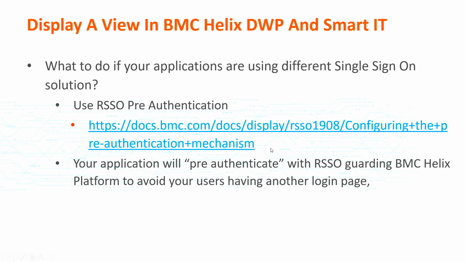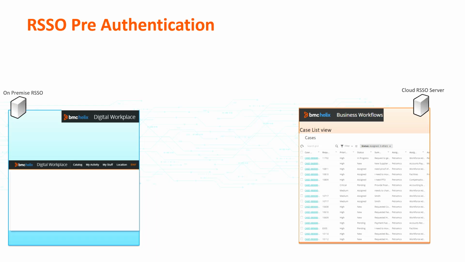And here is the pre-authentication I was talking about earlier. How do you do it when you try to connect two systems that have different single sign-on? Here is an example. On the left, I have the digital workplace, DWP, which is on-premise, so protected by a Remedy single sign-on server. On the right, I've got business workflow hosted by the BMC Helix platform and protected by another Remedy single sign-on server.